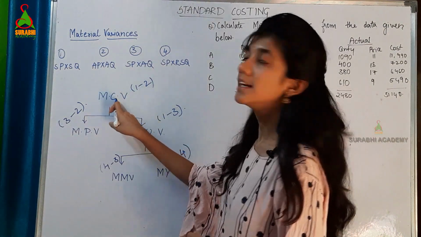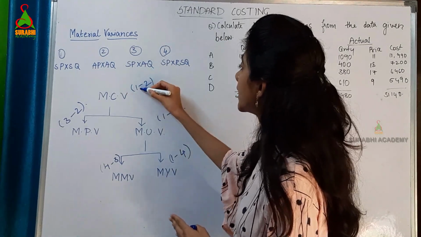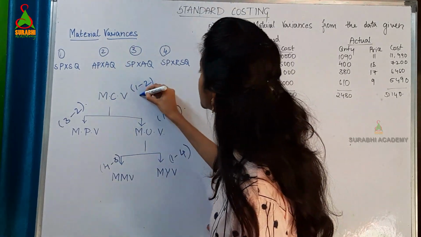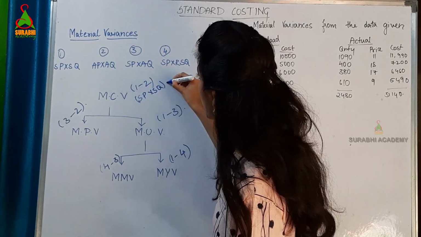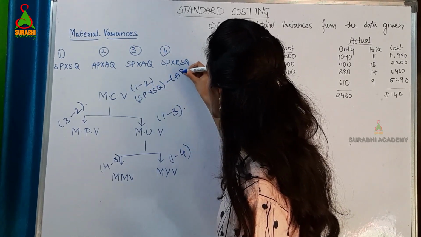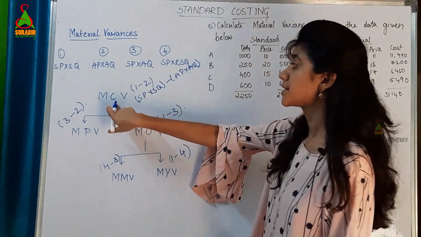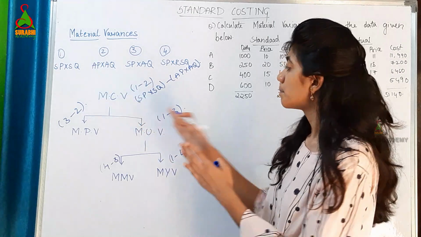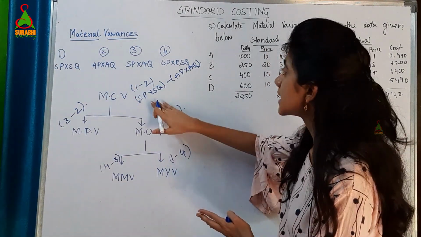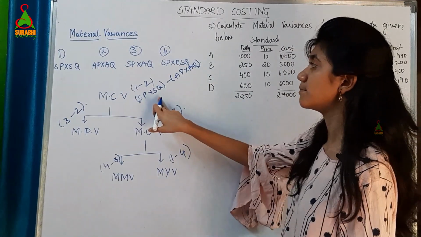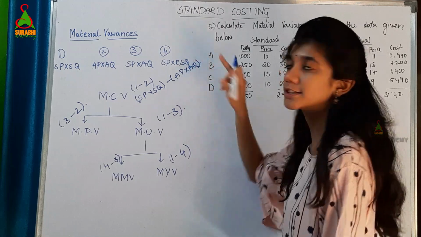Now here, material cost variance, right? How to arrive at material cost variance? What I said, 1 minus 2, right? So SP into SQ minus AP into AQ. What is cost? Cost means price into usage, right? And what is variance? Difference between standard and actual. So we did the same: standard price into standard quantity minus actual price into actual quantity.